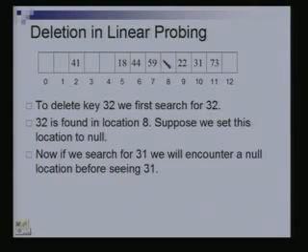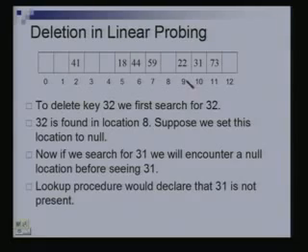Because when 31 was inserted, this was a full location, right? So that's why 31 was inserted later in this thing. But if you delete this, then you have a problem, right? So somehow we have to do something different here. We can't just set this location to null. We can't just mark this location empty. So lookup will declare that 31 is not present, which is wrong. Everyone with me?